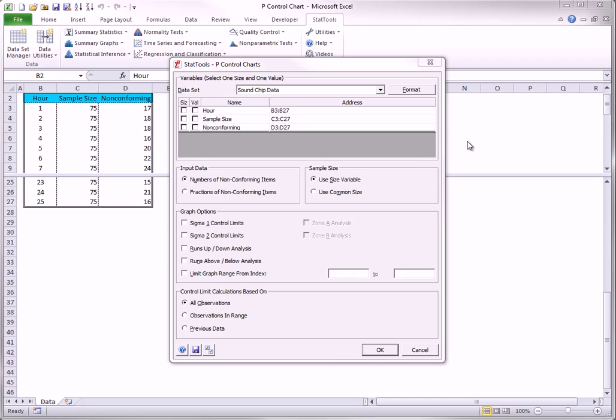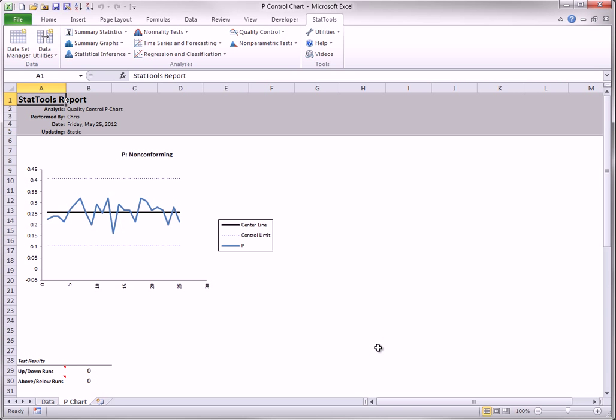The P-chart dialog box is fairly straightforward. However, there are a number of options for the data format. Here I will specify a common sample size of 75, and then all I have to check is the number that are non-conforming, the counts, and specify that they are counts, not fractions. I will put a couple of conditions here to check for, and you can see that the resulting P-chart has no out-of-control indications.